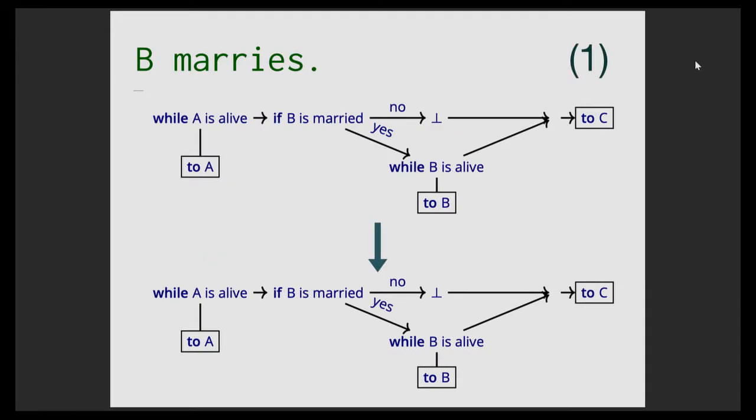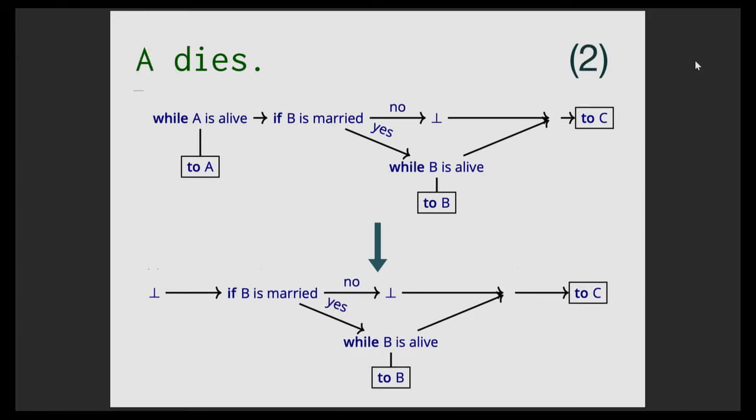So the first thing that happens is B marries. And this causes no concrete updates to the tree, because the only condition we're checking is the one on the leftmost branch, which is "while A is alive," and since A is still alive, that condition is unchanged. The action starts at A's death. The first thing that happens is that the condition "A is alive" is now false, which causes the entire tree rooted at "while A is alive" to become bottom. So that's what happens, according to the while rule.